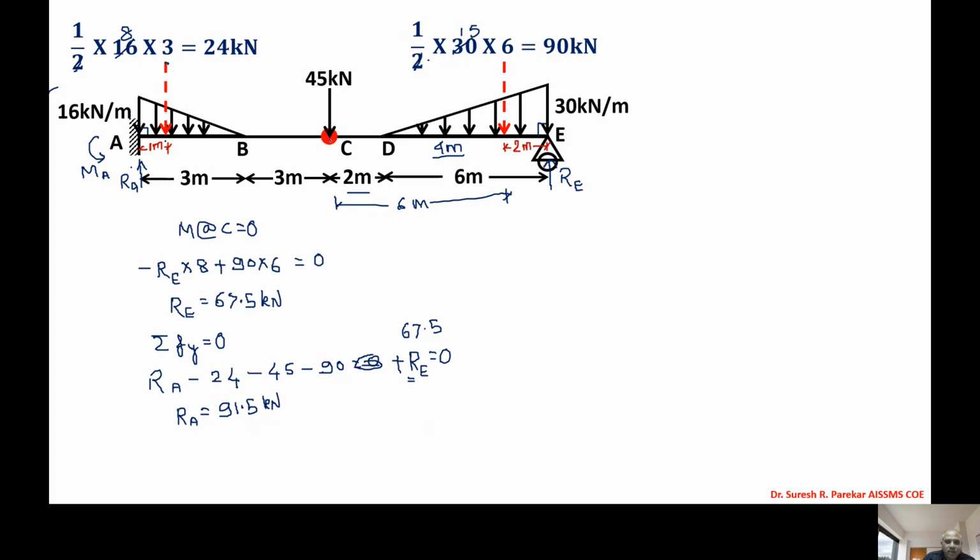Now we will take moment about C. So this is about C, we have taken the right part.